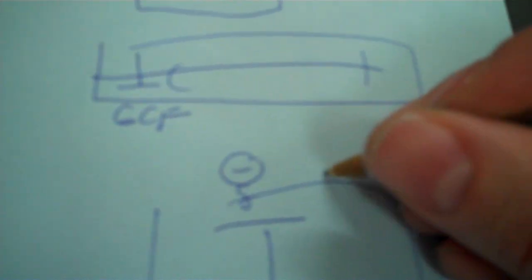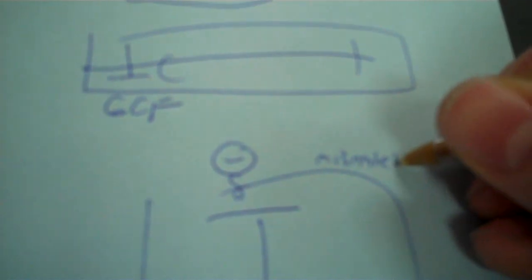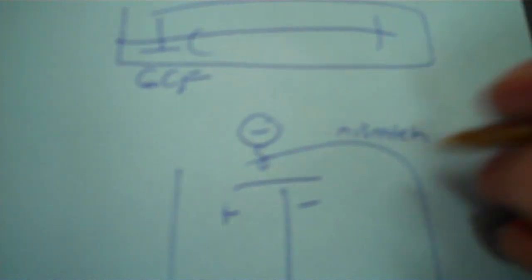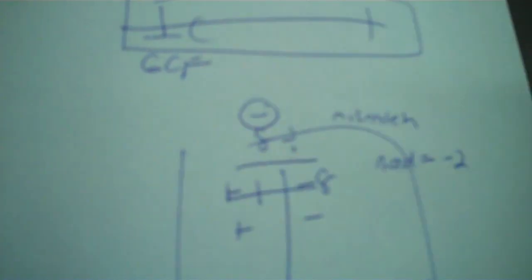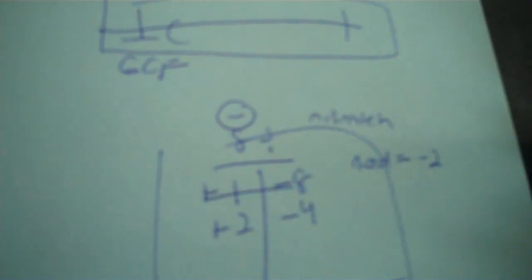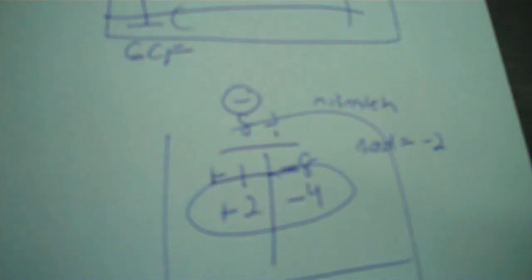Okay, so GCF here is 1. 1 times negative 8 is negative 8. So it's a mismatch. Positive, negative, and you need to add to try to get to negative 2. So you start dividing. 8 divided by 1 is 8, that's negative 7. 8 divided by 2 is 4. 2 plus negative 4 is negative 2.